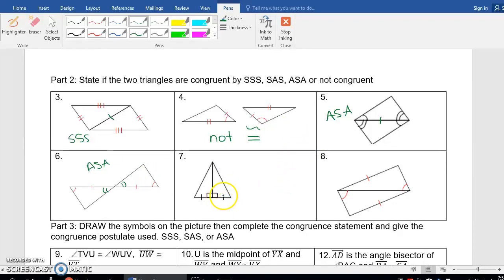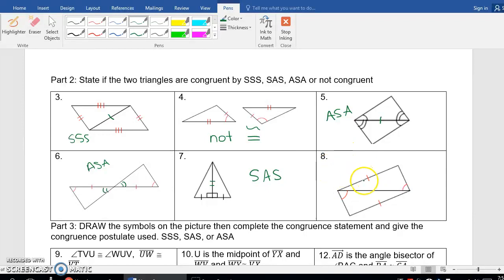Number 7, we've got a side and an angle. Again, we're using that reflexive property. This side is congruent to itself. And as you can see, it is now side, angle, side. If you need to pause the video at any point to explain this or for questions or to try this on your own, please do so.